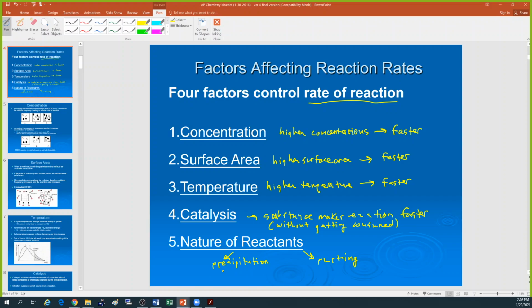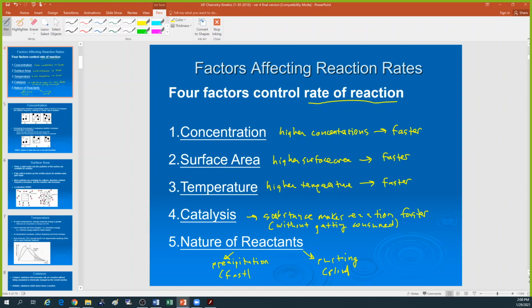I think we'd all agree that precipitation is really fast. As soon as you mix the chemicals, you see it form. And that rusting is really slow. I think we'd agree to that. And what that gets down to in large part is the nature of the reactants themselves. In the case of precipitation, you have ionic compounds already separated into free ions in solution. So as soon as they meet other ions, they can almost instantaneously find them and form these little tiny pieces of solid that we call the precipitate.